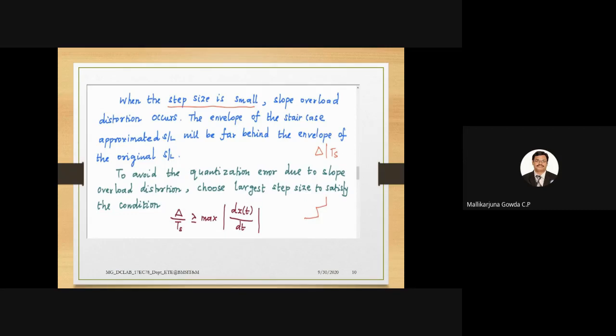If the step size is small and the input signal is changing very fast, then it will not be able to follow the original analog input signal. Means the staircase waveform will not be able to track the original analog input signal. In that case, the estimated signal or approximated signal and the original analog input signal will be different. Then the conversion will not be equivalent to the original analog input signal. So I said when the step size is small, the slope overload distortion occurs.